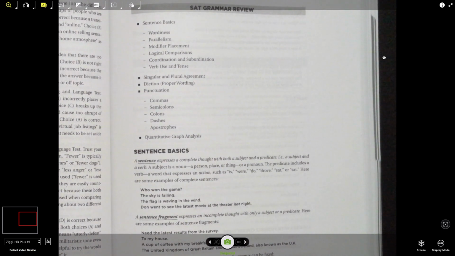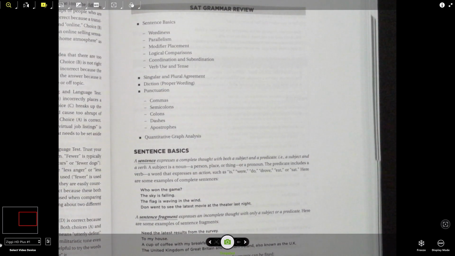And then we are going to discuss verb use and tense, pronoun antecedent agreement as well, just like subject verb agreement. Then singular plural agreement. This can come up again in the areas of subject verb as well as pronoun antecedent agreements. And then you have diction or proper wording. So use the correct word in the correct sense. Differences between accept and except. Differences between effect and affect. So if you know the correct meanings of the words, you'll use them properly and therefore it will be correct diction-wise.